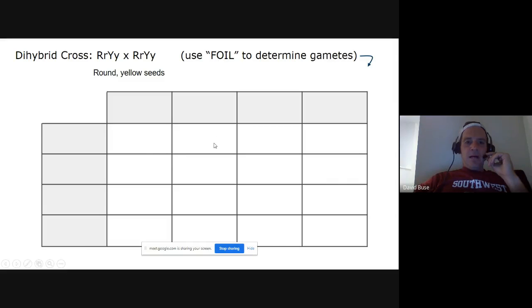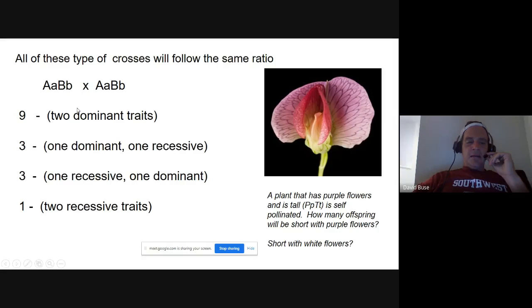Now, when you complete the box, if you've done it correctly, and we'll work through a couple examples over the next couple days, you'll see a combination that looks like this: 9 to 3 to 3 to 1. This is something that you can just memorize. When you do a dihybrid cross using Mendel, you're going to end up with a 9 to 3 to 3 to 1 ratio. And you'll see a similar ratio in the corn genetics experiment that you're working on later this week.